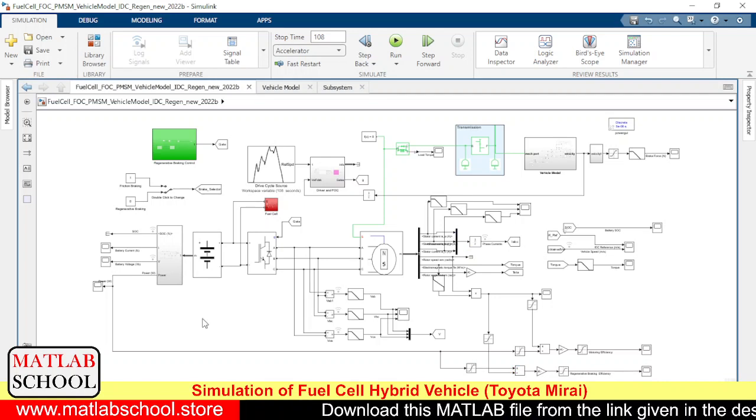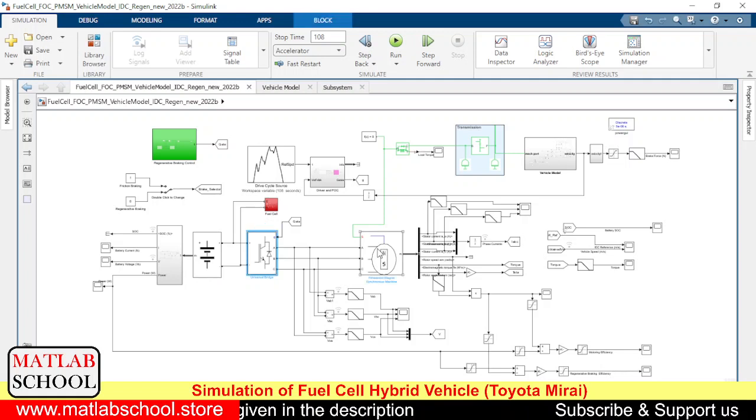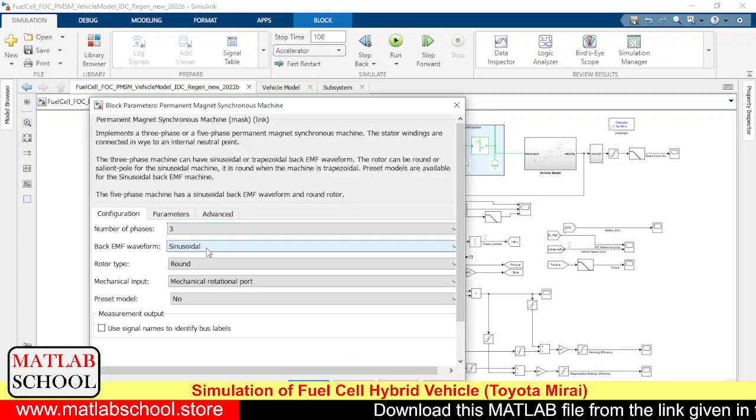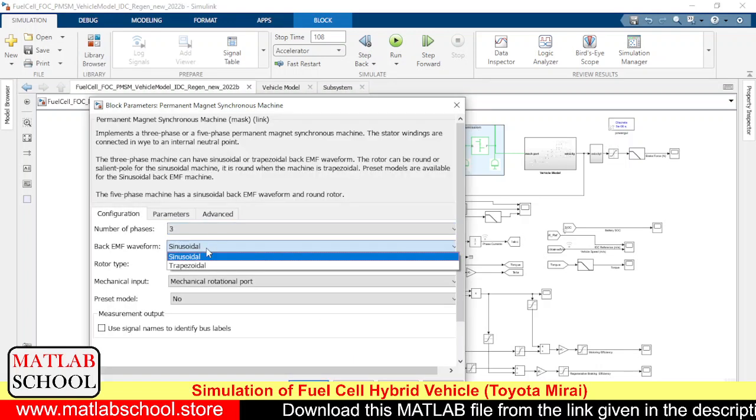So here we have a battery, and this is the inverter, and here we have the PMSM model. Inside this PMSM model, we need to give certain parameters like the nature of the back EMF. Here we need to select the type of back EMF. If it is trapezoidal, then it becomes a BLDC motor, and if it is sinusoidal, then it becomes a permanent magnet synchronous machine.